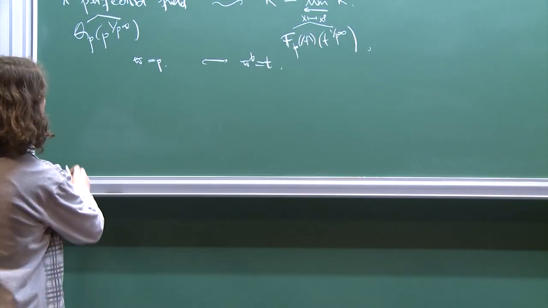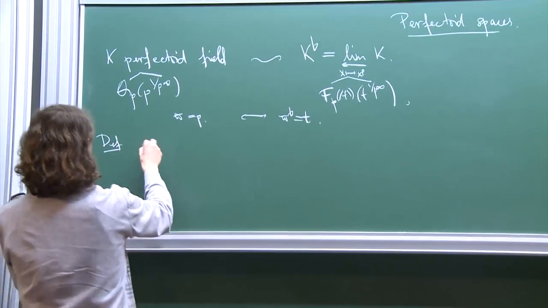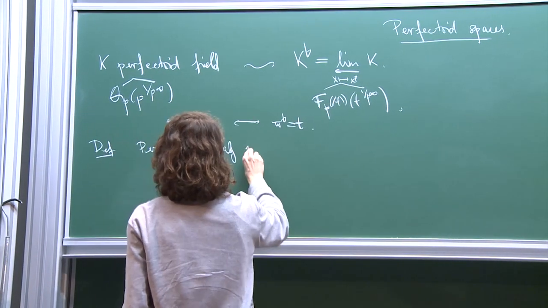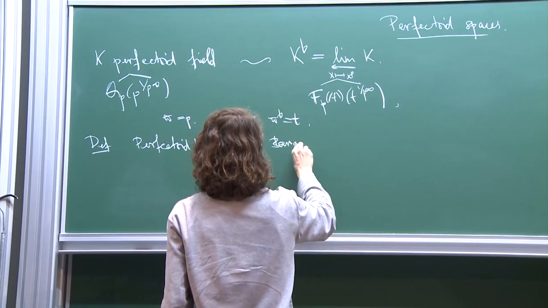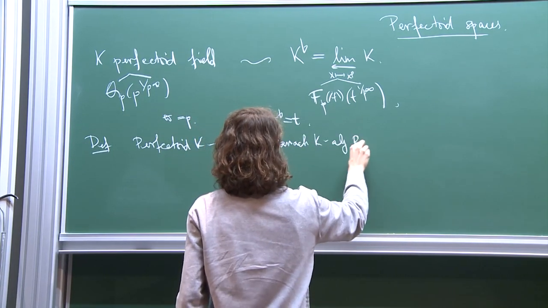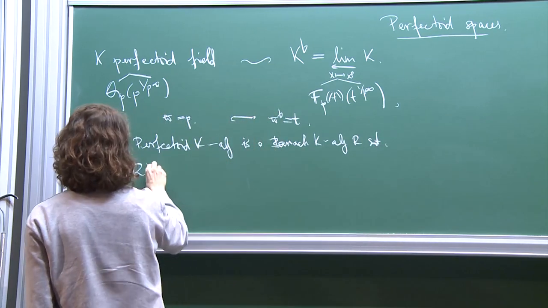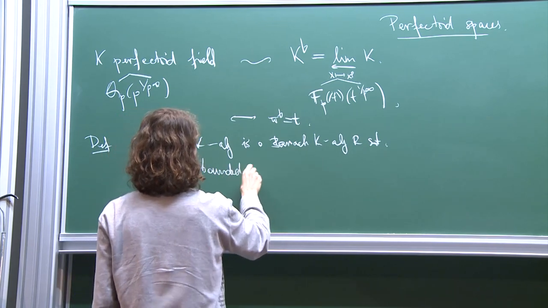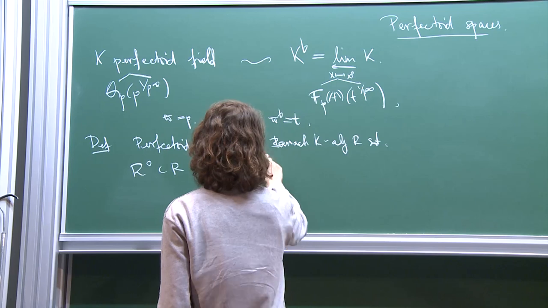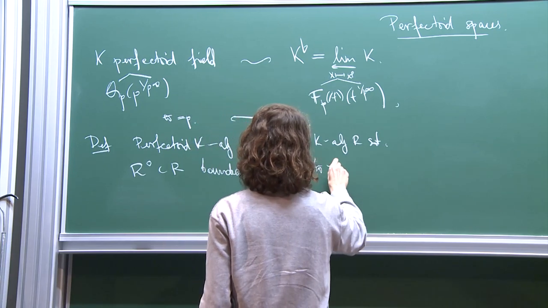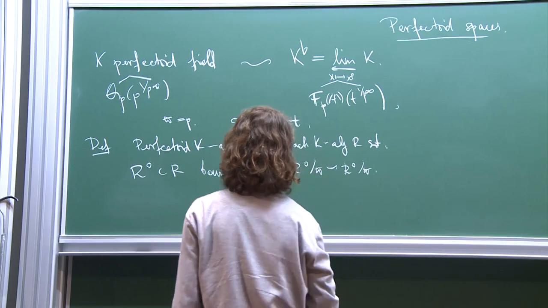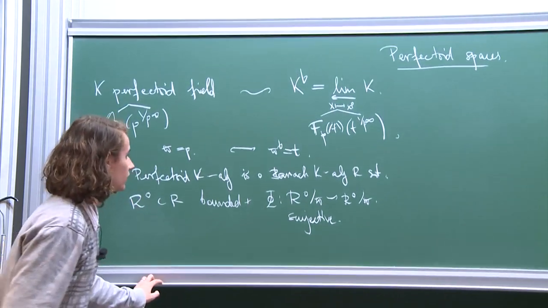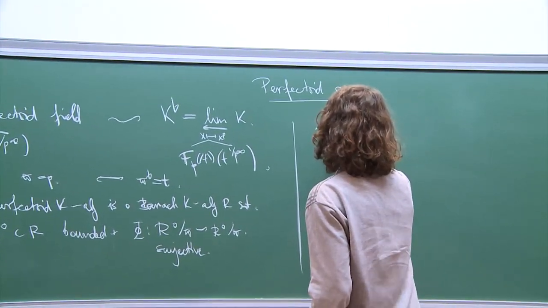And then we had the perfectoid K-algebras. A Banach K-algebra R, such that the power bounded elements are open and bounded. And the crucial condition is that the Frobenius is surjective modulo pi. And then we had proved the tilting equivalence.